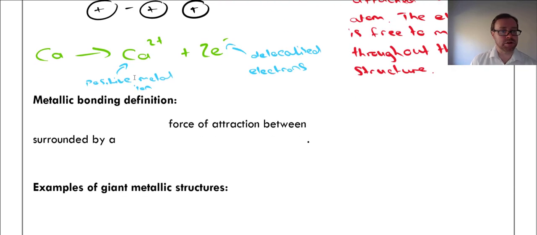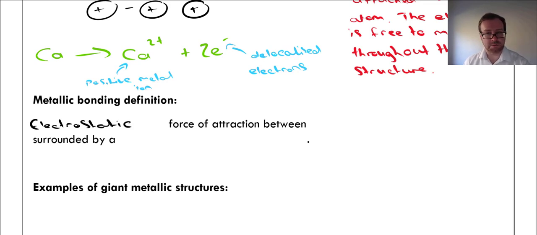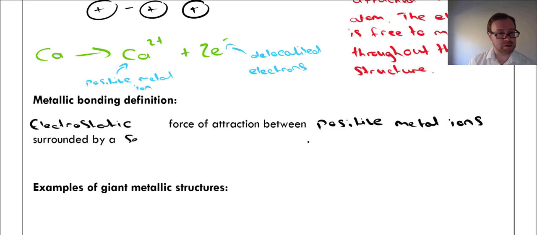Okay, so my definition of metallic bonding is an electrostatic force of attraction between positive metal ions, basically just describing the diagram that I have just drawn, surrounded by a sea of delocalized electrons.